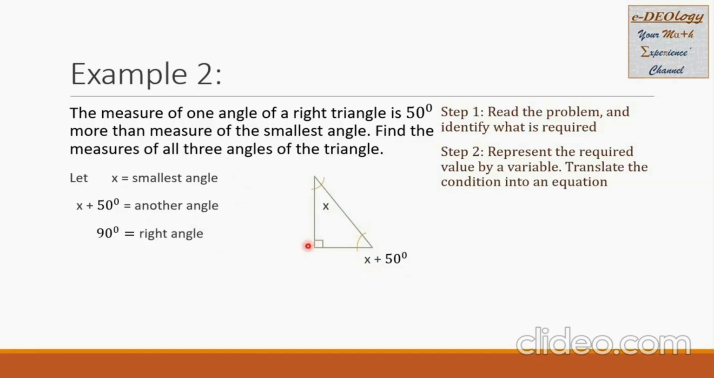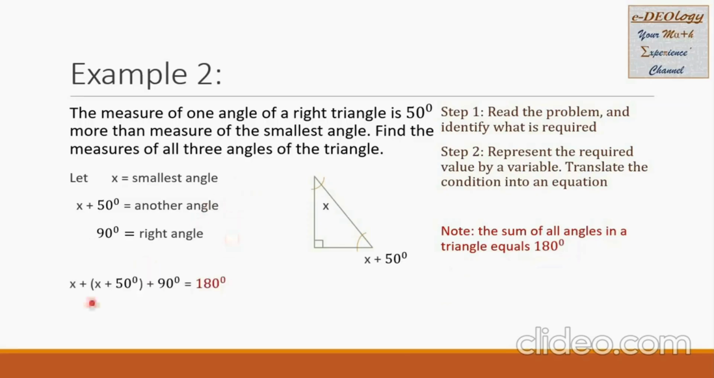The third angle is the right angle, and we know that this is equal to 90 degrees. So we have now the representations of the three angles. We're going to translate now the condition into an equation. Please note that the sum of all angles in a triangle equals 180 degrees. So we will put these three angles in an equation.